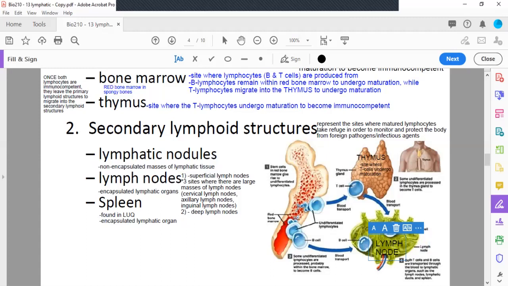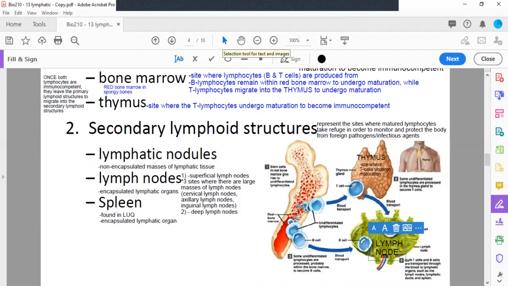So the mature B and T lymphocytes migrate into the lymph node and they stay in the lymph node to offer protection. So we know the lymph node is involved with filtering the lymph.